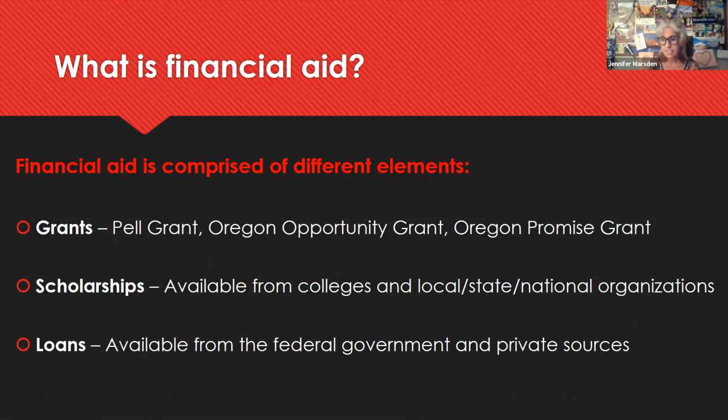This year it's $6,495 per year. The state of Oregon also has some grants, the Oregon Opportunity Grant. This year to go to a four-year school, that's $3,600 on top of the Pell, a little less for a community college. And then the state of Oregon also has what's called the Oregon Promise Grant, which is a grant to help make community college affordable for all Oregon students.